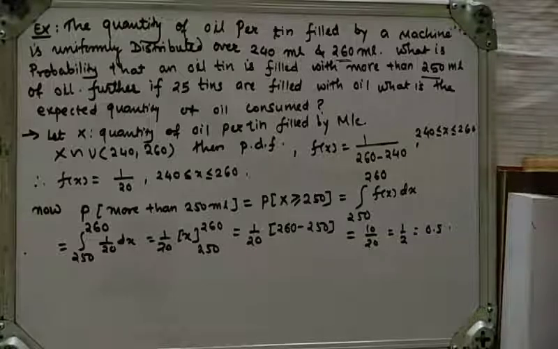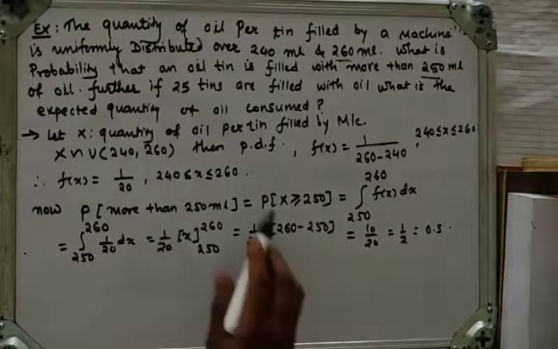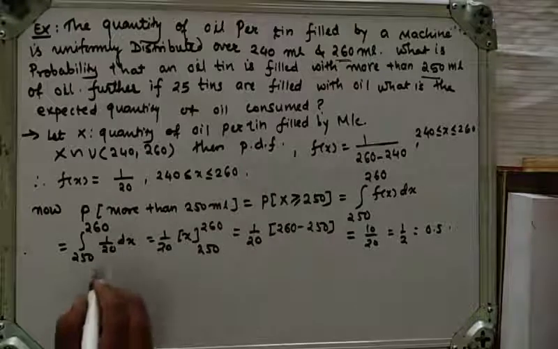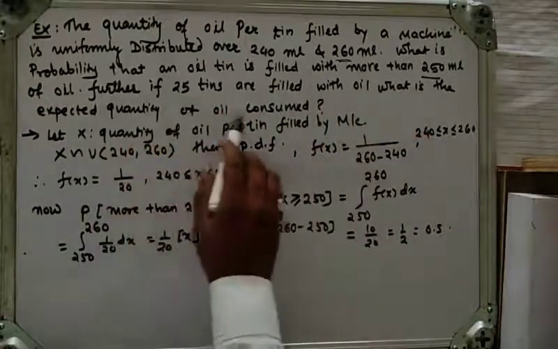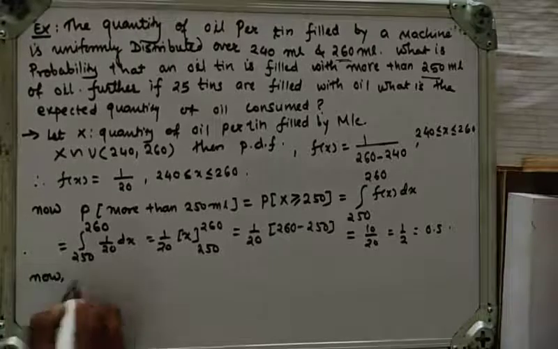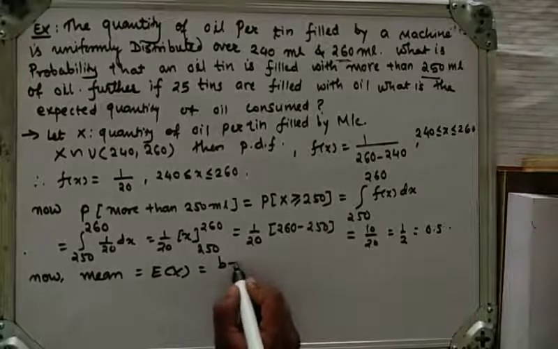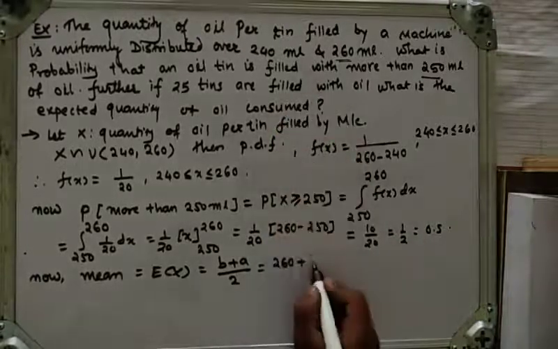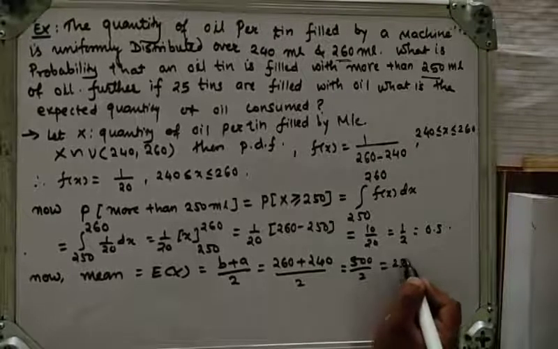Next, we have to find the expected quantity of oil consumed, which means we have to find the mean of the given uniform distribution. The mean is E(x), the expected quantity. The formula is (b + a)/2. The value of b is 260 and a is 240, so 500/2, which is 250.